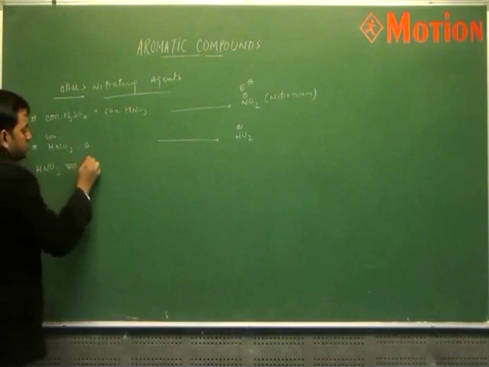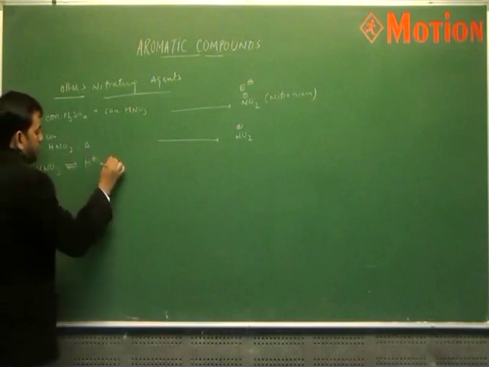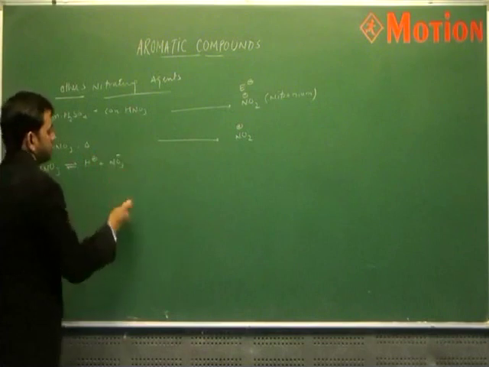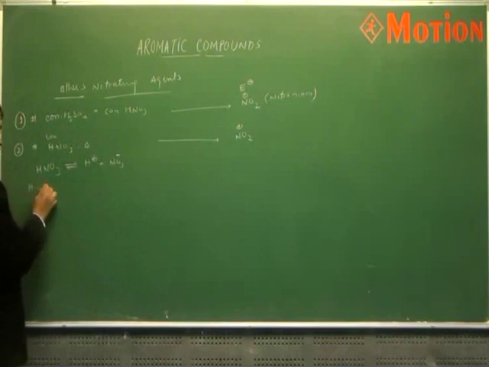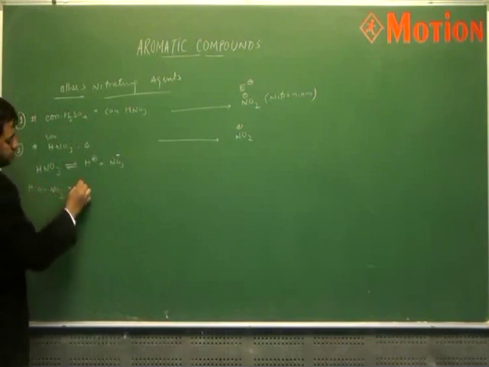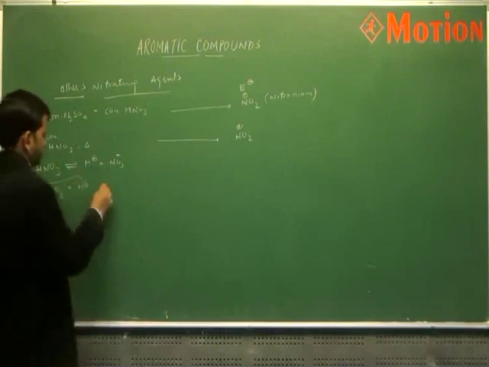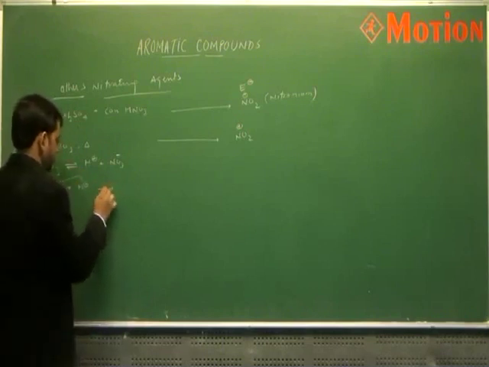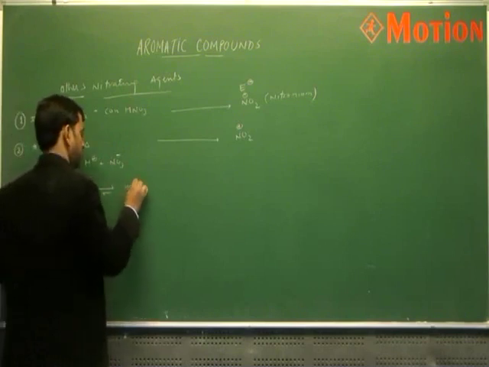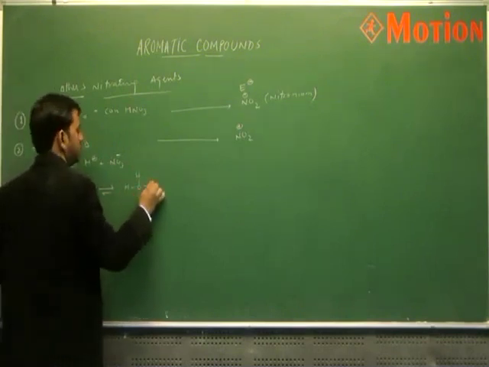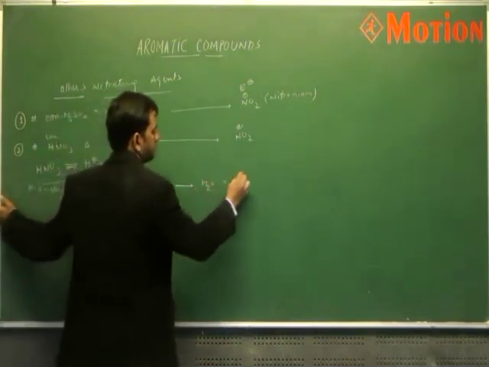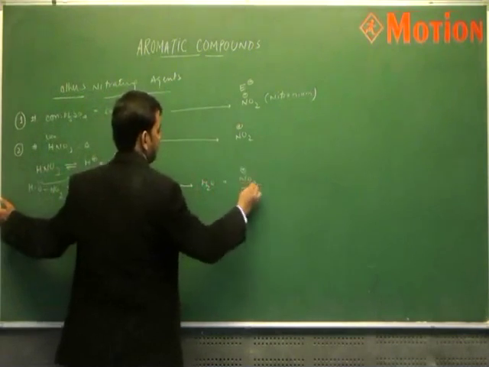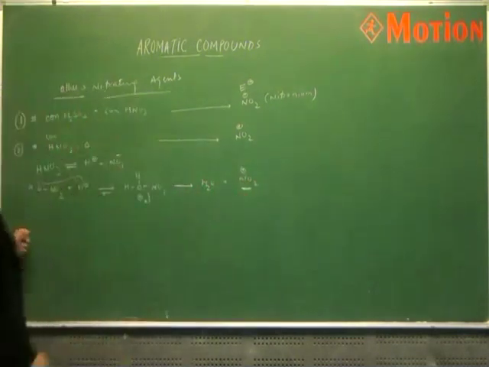HNO3 dissociates into H plus and NO3 negative. This H plus is an acid-base reaction, it converts OH into OH2. Now this nitronium acts as electrophile.